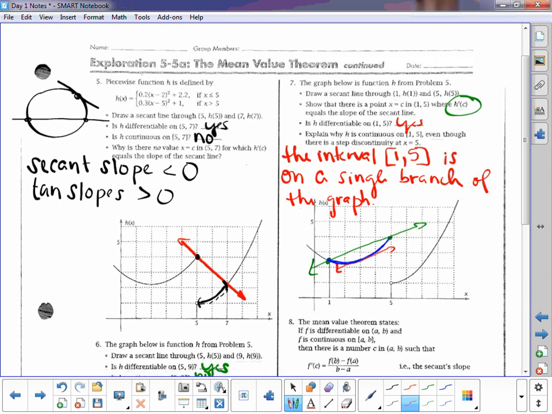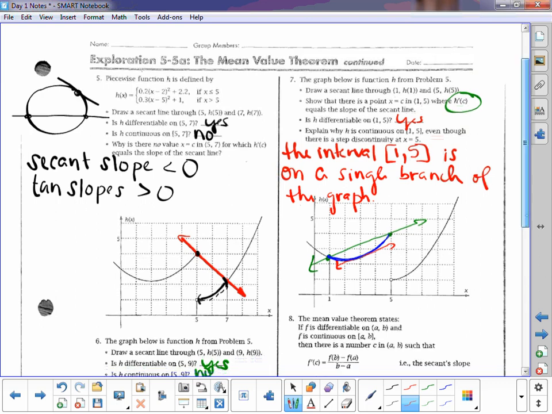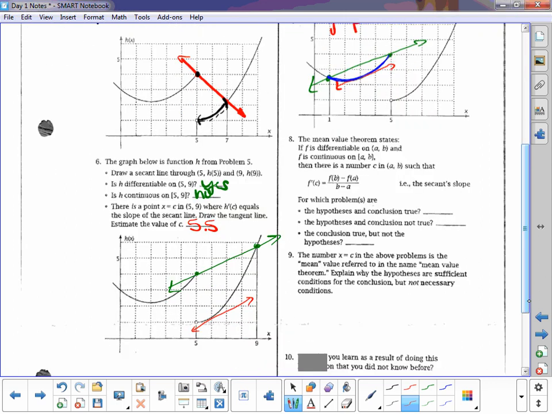Okay, show me thumbs up, thumbs middle, thumbs down how you did with this now that we've gone over it. Good. Okay, so now let's take it home with actually looking at the mean value theorem. So the mean value theorem states that if f is differentiable on the open interval and f is continuous on the closed, so these are the two conditions that must be met. Differentiable on the open, continuous on the closed.